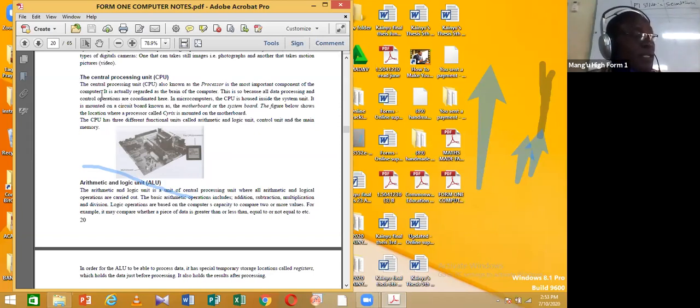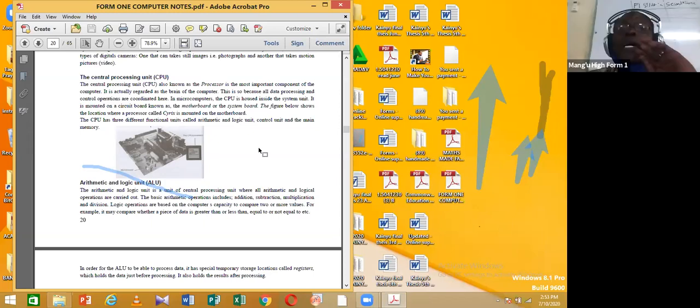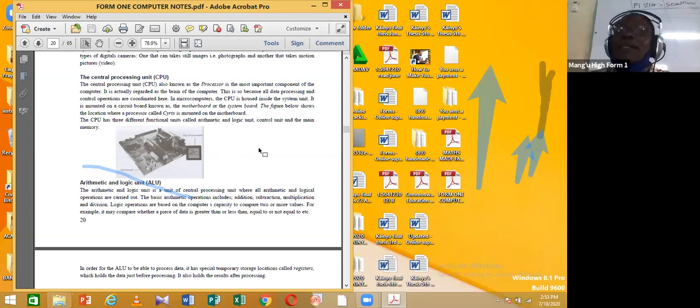The second part of hardware is the central processing unit, CPU. The CPU is also known as a processor and is a very important device in a computer system. Without the CPU, a computer cannot be a computer.